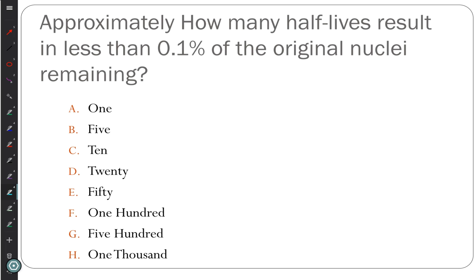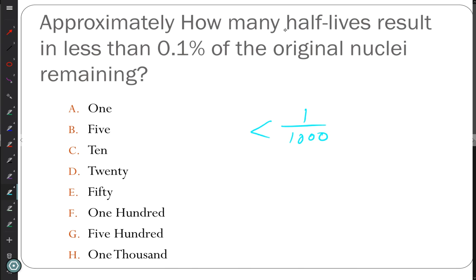Approximately how many half-lives result in less than 0.1% of the original nuclei remaining? That is less than 1/1000.